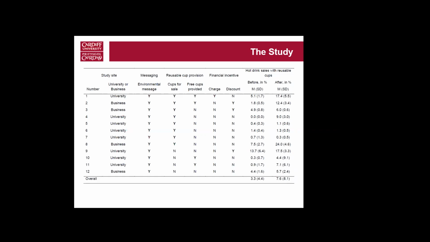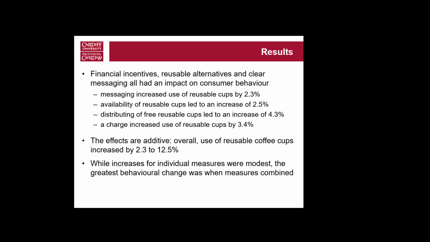Site number 8 is actually one of the better ones. And interestingly, we only had messages here and reusable coffee cups for sale. But it is on the average, and that is why we did the regression analysis. Now, what we did find is that all of the different measures were to some extent effective. Whether it was a financial incentive, reusable alternatives, or clear messaging, they all increased reusable cup sales.